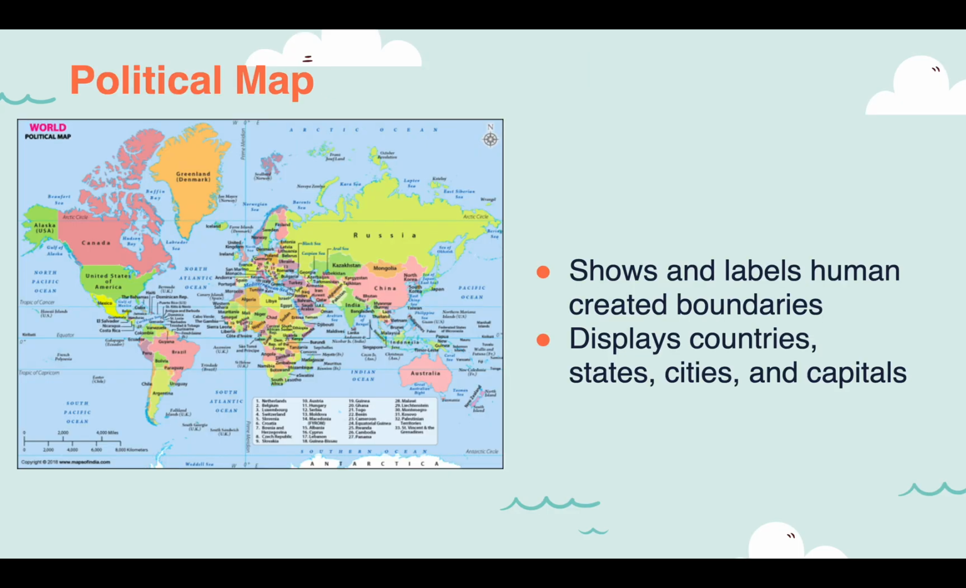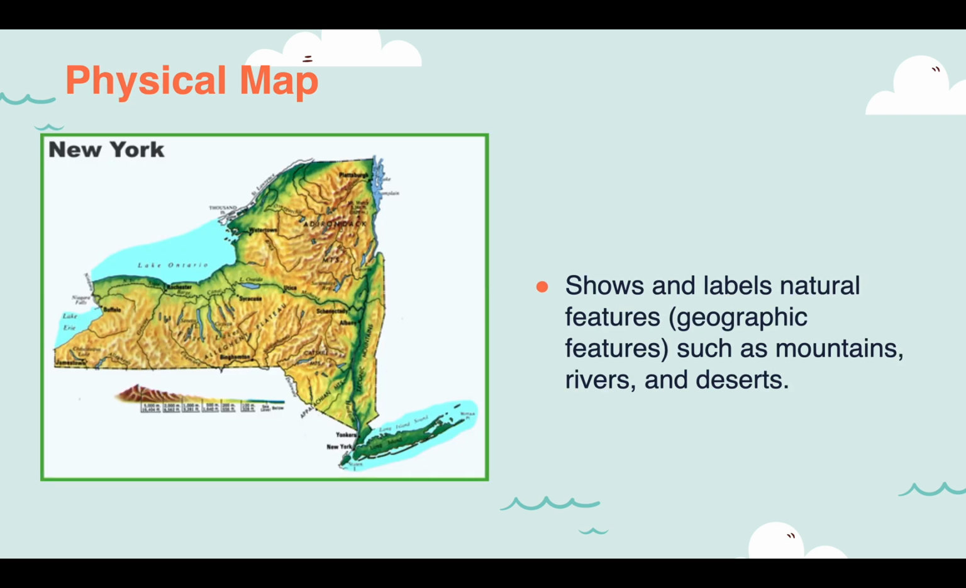So the first type of map we're looking at is political maps. Political maps show and label human-created boundaries. They display countries, states, cities, and capitals. This is the map that you're all probably most familiar with. It's probably been on every wall in every social studies class you've ever had. Physical maps show and label natural features and/or geographic features such as mountains, rivers, and deserts.